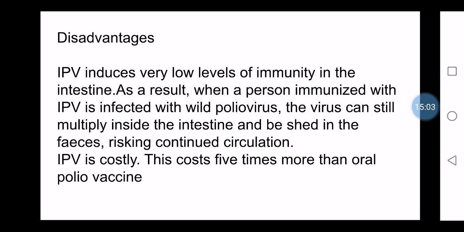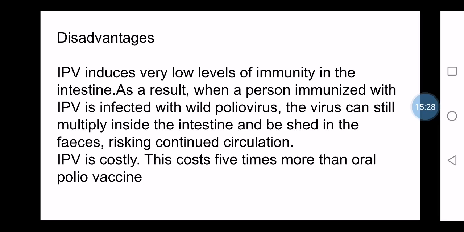There are a few disadvantages also. Some of the disadvantages of IPV: IPV induces a very low level of immunity in the intestine. As a result, when a person immunized with IPV is infected with wild poliovirus, the virus can still multiply inside the intestine and be shed in the feces, risking the continued circulation.